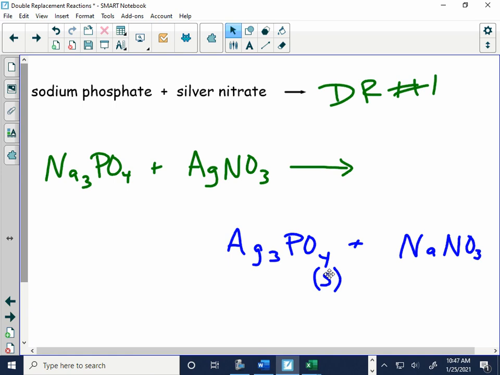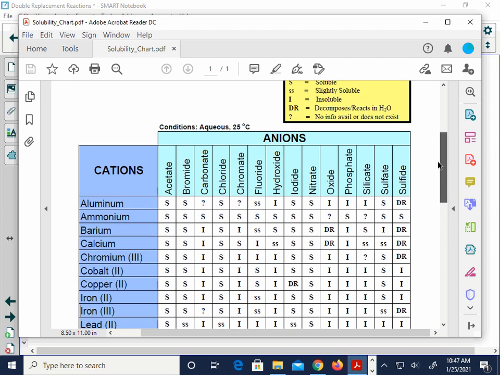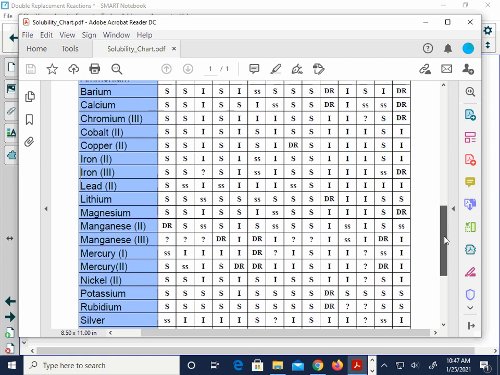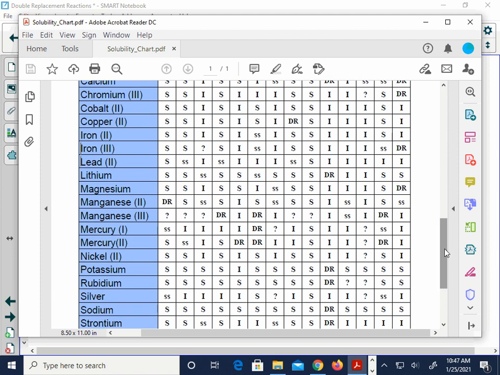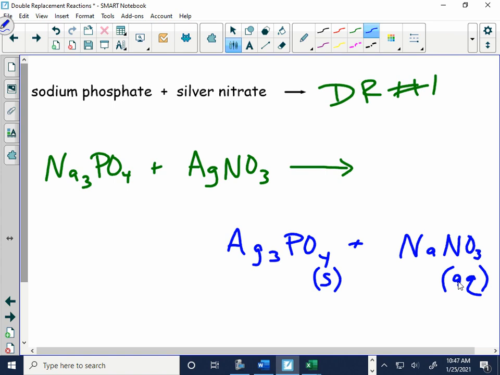My second one, I need to check sodium nitrate. Nitrate is 1, 2, 3, 4, 5, 6 over. Where's my sodium? There. 1, 2, 3, 4, 5, 6 over gives me an S. So that is soluble. So my parameters are met. So I come back and say, okay, this is aqueous. So I have one that is soluble, at least one that is a solid. So my reaction will occur.